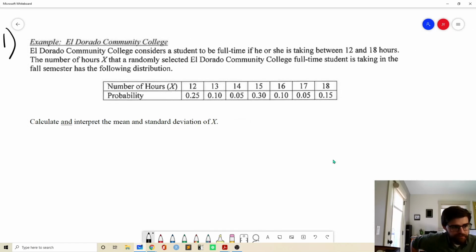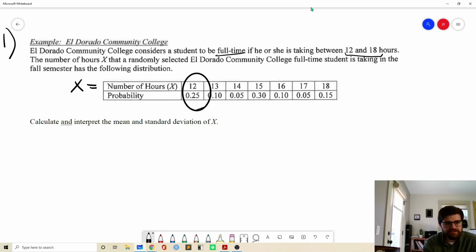Let's say we have this probability distribution here. El Dorado Community College considers a student to be full-time if he or she is taking between 12 and 18 hours. The number of hours X, so capital X is our random variable, represents the number of hours that a student is taking at this college. All right, and then we have the following distribution.